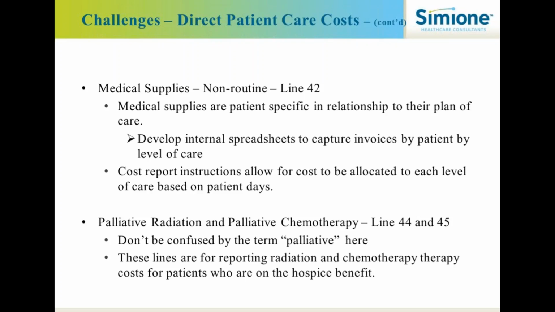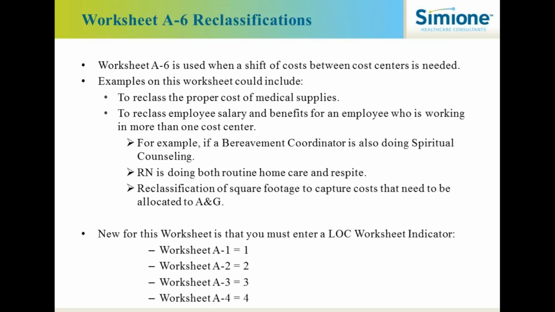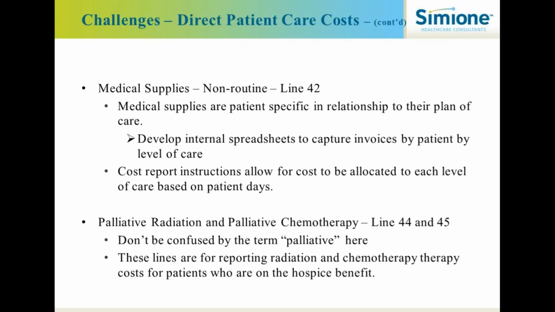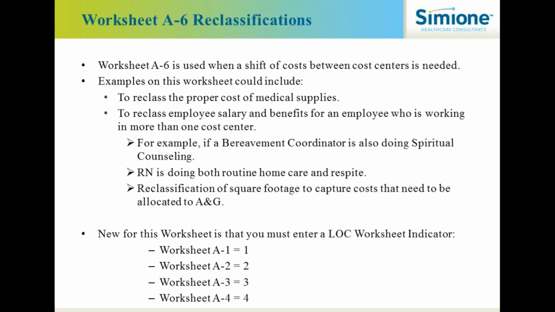Lines 44 and 45 are your radiation and chemotherapy. Again, don't be confused by the term palliative here. These lines are for reporting the radiation and chemotherapy costs for patients who are on the hospice benefit. So now that we have gone through all the general service cost centers, the non-routine cost centers, and the direct patient care cost centers, you can see that there is a wealth of information and a lot of slicing and dicing of expenses that will have to be done to get your costs into the proper buckets on the cost report. So now let's move along.